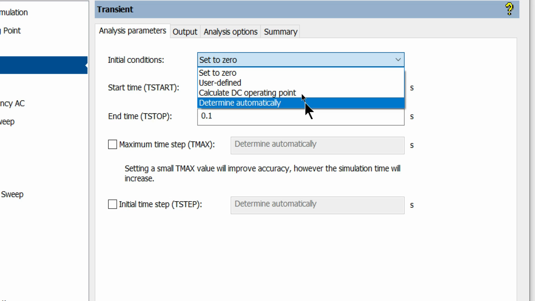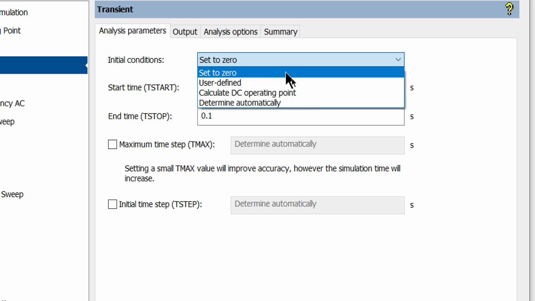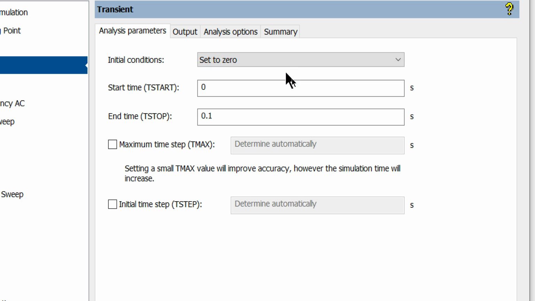So for my analysis, I will select set to 0, since I want my analysis to start from 0 initial condition. Next, set a start time of the transient analysis. That must be greater than or equal to 0 and less than end time. After that, set end time of the transient analysis. I will set it to be 0.1 seconds or 100 milliseconds.